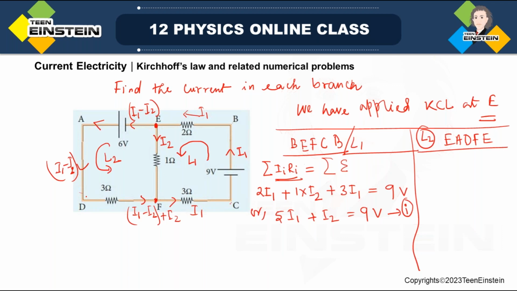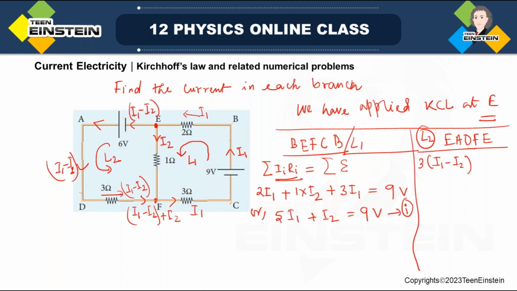I'm just finding out first the voltage drop across the resistors. So A to D, there is no resistor over here. So this is only a conducting wire, so there is no voltage drop across A to D. Then D to F, there is a resistor, and how much is the current? I am going from D to F, and current also is flowing in the same direction. Current is I1 minus I2 through this. So I'll write 3 into I1 minus I2.